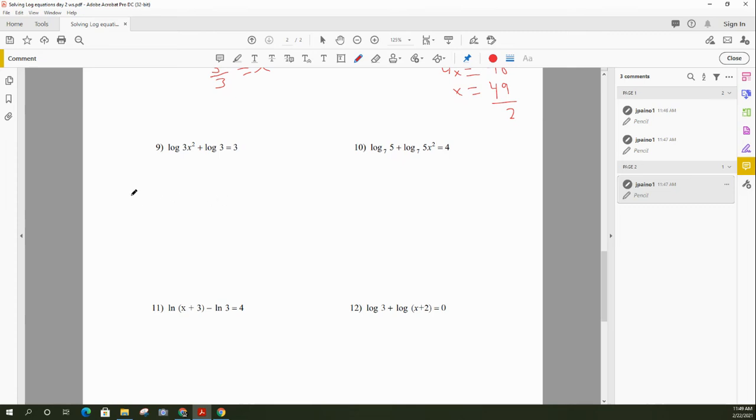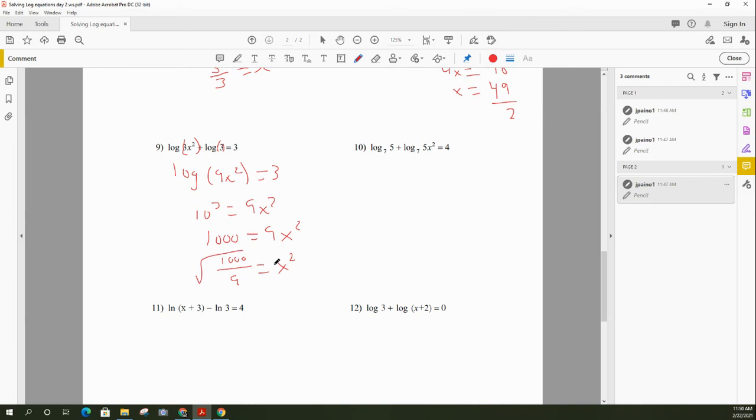All right, I wasn't supposed to do that when I was even. All right, so here again, we got log of 3x squared plus log 3. So I'm just going to multiply those together to get 9x squared. And so you get 10 to the third equals 9x squared. 10 to the third is 1,000. Divide by 9, you get 1,000 over 9 equals x squared.